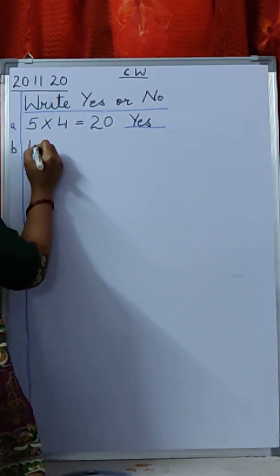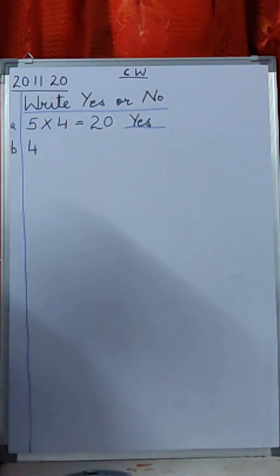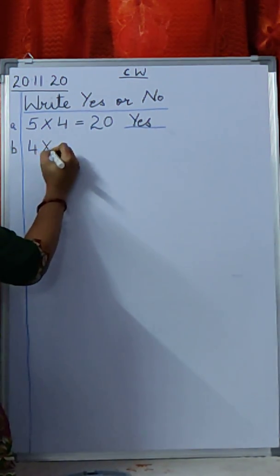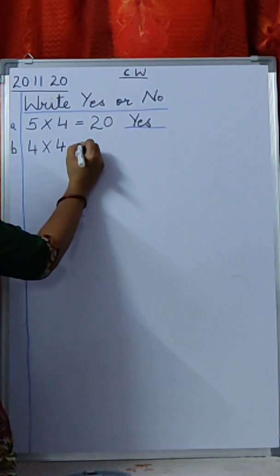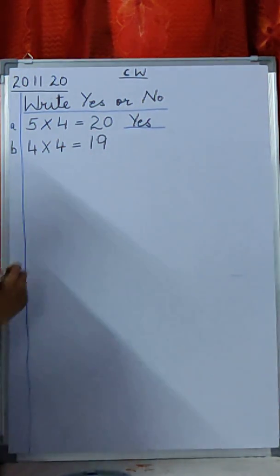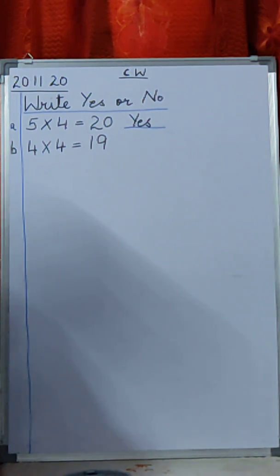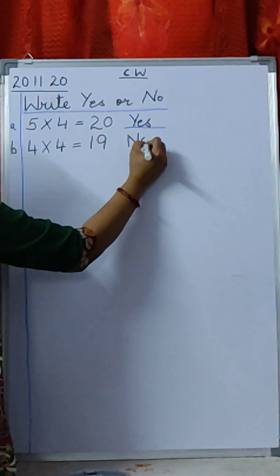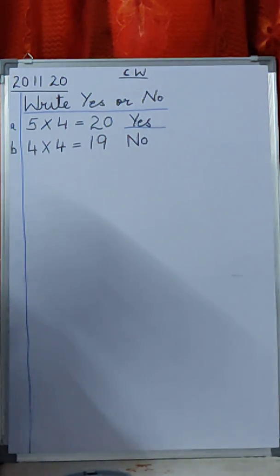Now the next one. 4 fours are 19. Is this correct or wrong? Yes, it is wrong. So what are we going to write? We'll write no, because the correct answer is 4 fours are 16.